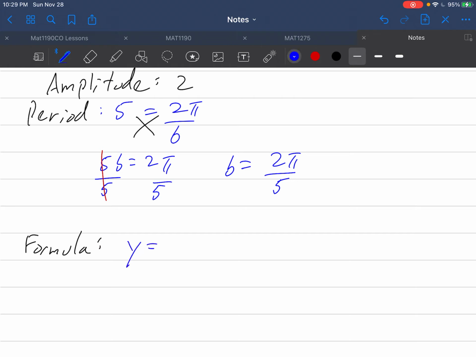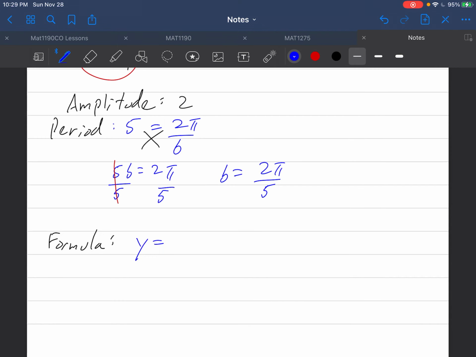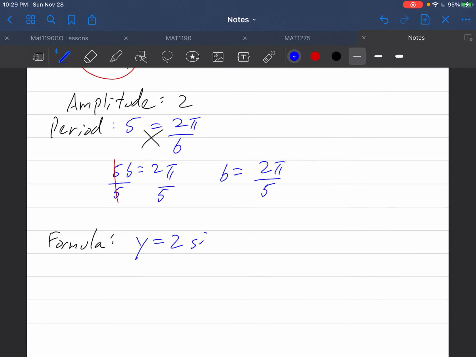So let's put all this together in our formula so that y is equal to the amplitude times the trig function with 2 pi over 5, the coefficient of x, inside that trig function.